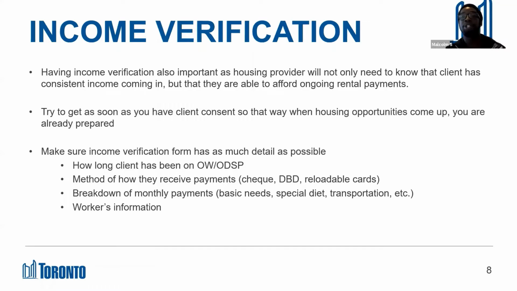With the income verification, try to have as much detail as possible in the income verification form. So how long the client has been on OW or ODSP, the method of how they receive the payments, whether it's a check, direct deposit, or if they have the OW or ODSP reloadable cards. Sometimes they give a breakdown of the monthly payments of what it actually gets. So if the client gets $800, sometimes it's basic needs, sometimes it's special diet, transportation, whatever the case may be, just making sure they have a breakdown of that as well. And then the worker's information as well, so that you can get in contact with the OW or ODSP worker as you need to.